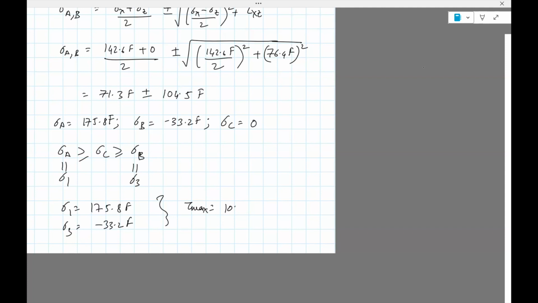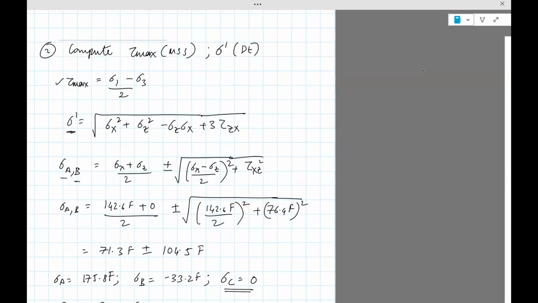104.5. Is that right? Yeah, it'll be minus of minus, so it'll be right. I'll write it down: 175.8 F minus negative 33.2 F divided by 2, which gives 104.5 F.